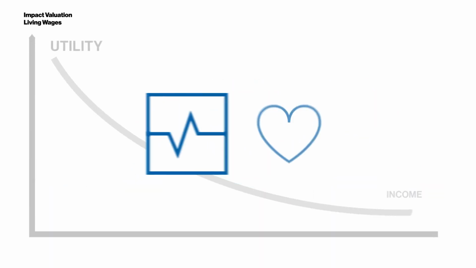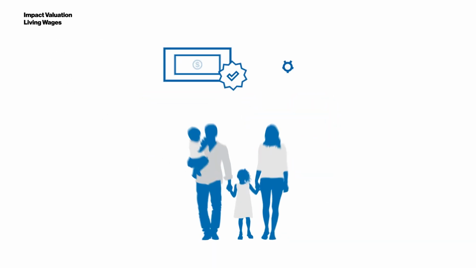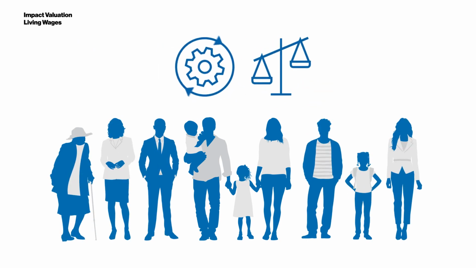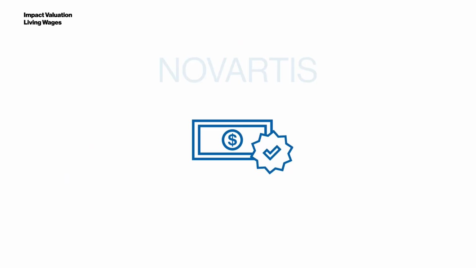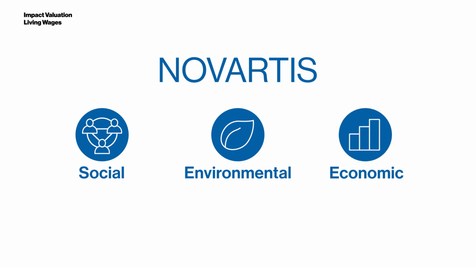The productive value of life, together with the health utility of income curve, helps calculating the actual social impact of living wages. This helps to understand how and where social value is generated in own operations and in our entire supply chain. The social impact of wages and salaries is part of the Novartis Social, Environmental, and Economic Impact Valuation.